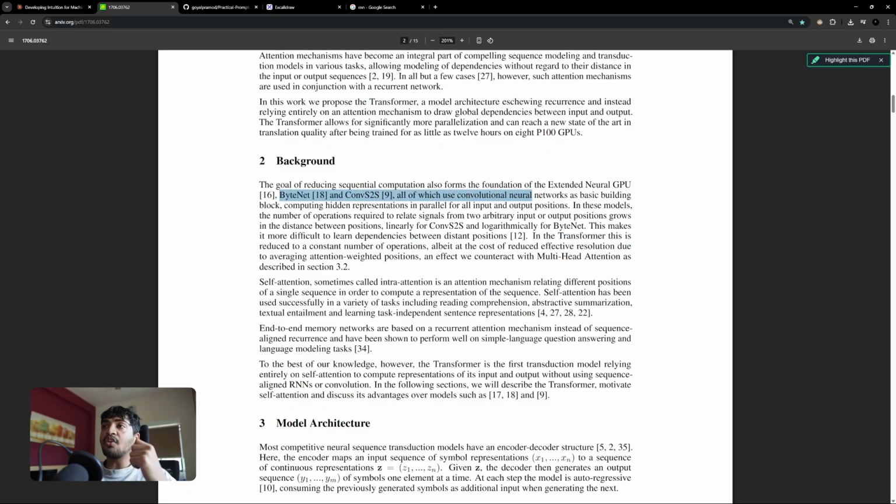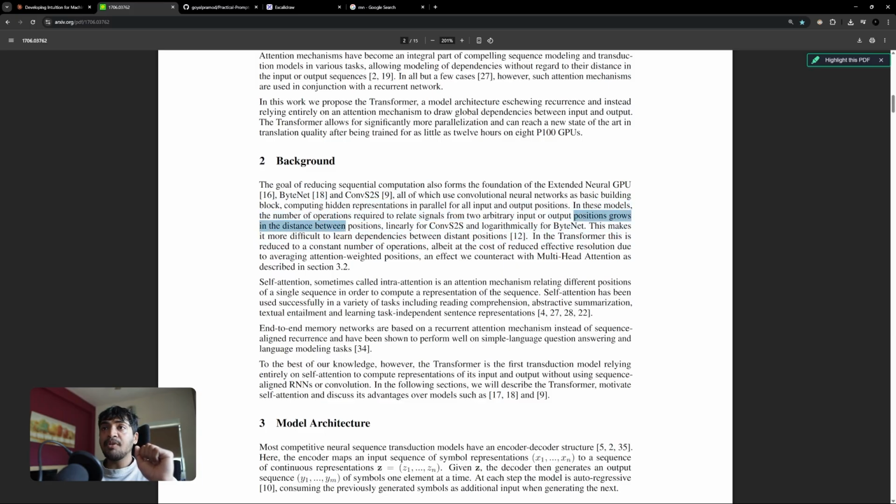All of this uses convolutional neural networks as a basic building block, computing hidden representation in parallel for all input and output positions. So, if you understand CNNs and truly understand them, they have a lot of reasons why they were made, but one big reason was that they are able to reduce the computation cost in computer vision by a factor of tens or even hundreds. So it was huge, and that is why they were used over here for computational efficiency as well.